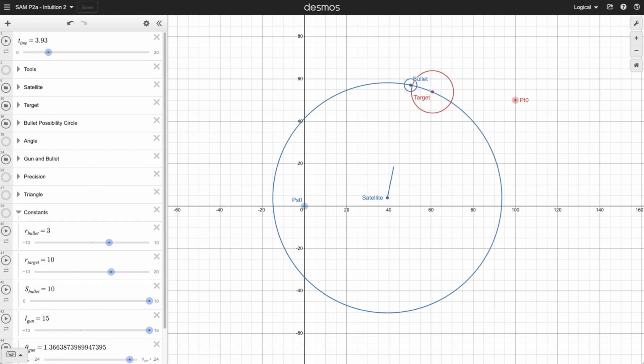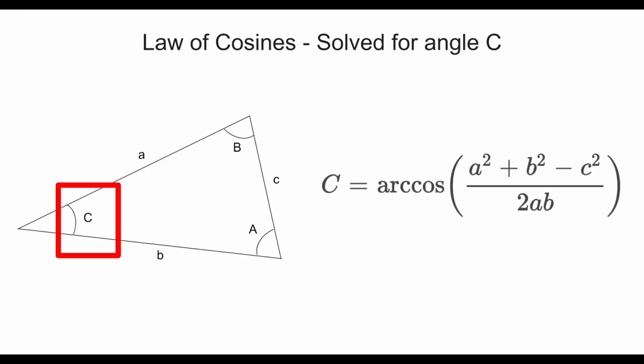The points of interest, the centers of the bullet, target, and satellite, form a triangle that you can see here. When we know the length of the sides, we can use the law of cosines to find the angle we're looking for. For the law of cosines, we define a triangle to have sides lowercase a, b, and c, and angles capital A, B, and C. On the right, you can see the law of cosines solved for angle C.